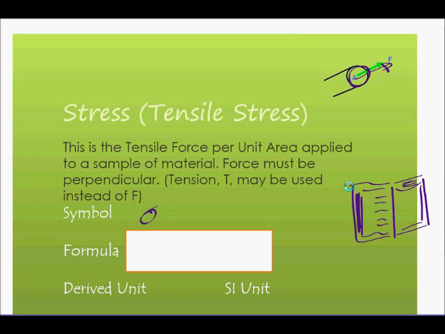What's the symbol of stress? Well, sigma, another Greek letter. And how do you find the formula? Well, we just said it's force divided by area. What's the derived unit? You can work that out. However, if you look at this, what's force divided by area? That happens to be the defining formula of pressure. So it must be pascals. Very handy.